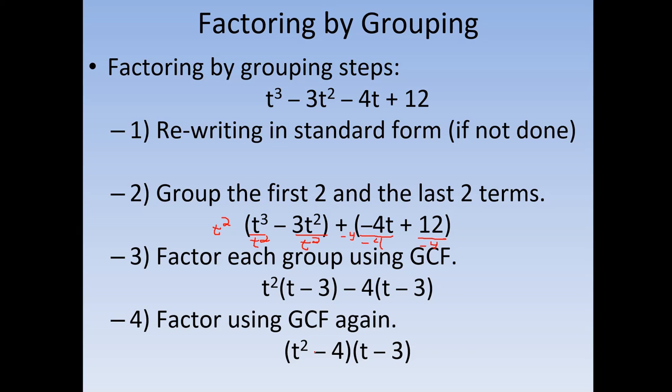So this will be my factor. Now, technically, I actually can factor this one more time. So I factored it once using the grouping method, which again is a combination of grouping and greatest common factor. But I can also do DOTS, because right here is a difference of two squares. So this would actually be factored one more step as (t minus 2)(t plus 2) times (t minus 3).